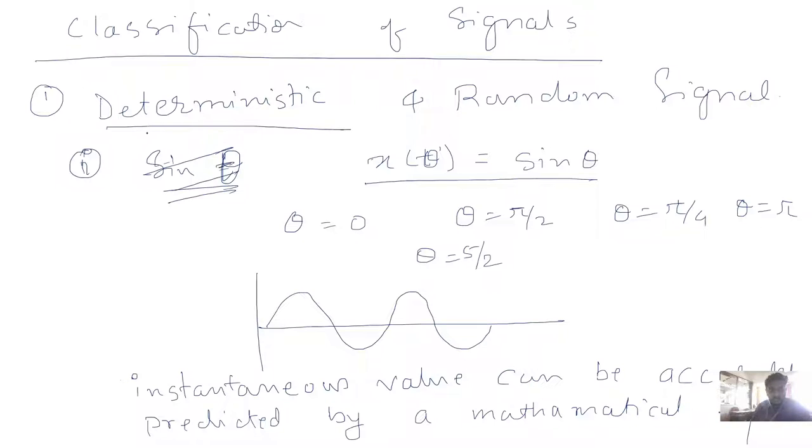So if a signal is deterministic, we can determine its value at any instant, right? Any instant, might be theta equal to 0, or theta equal to pi by 4, or pi, or pi by 2, or anything; any value we can determine by using the mathematical equation. Understand this: the mathematical equation can be lengthy or very short, but with the help of it we can accurately predict the instantaneous value.